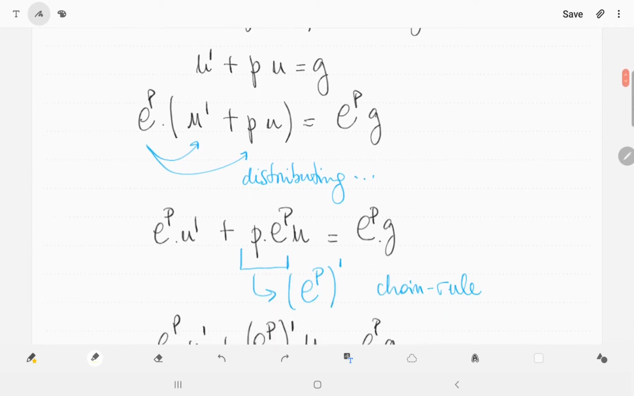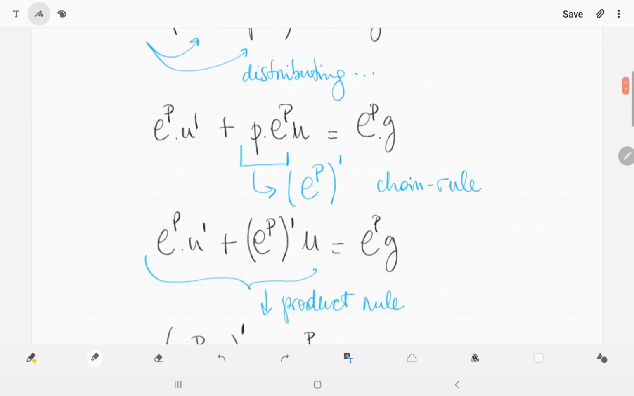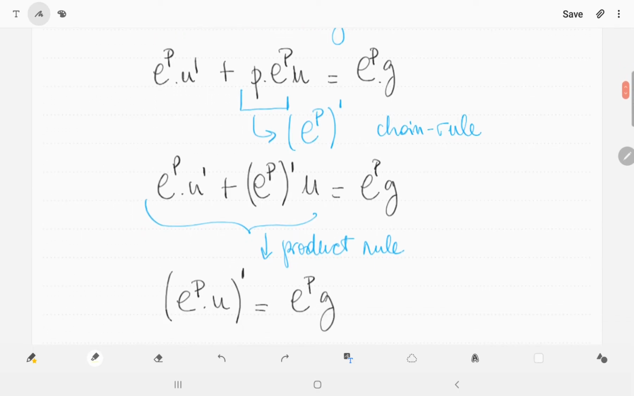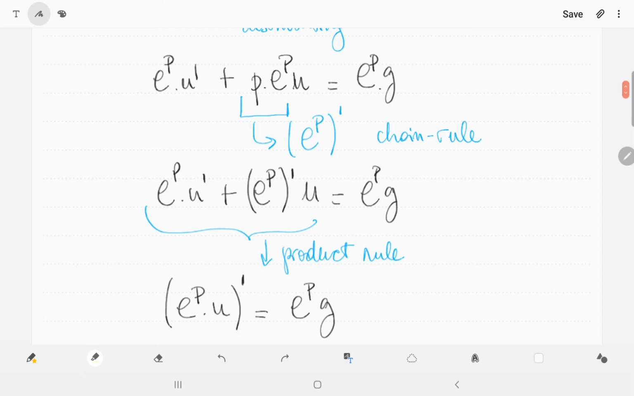Okay, so we start with our first order linear equation. We multiply by this auxiliary function, both sides obviously to keep the identity. Then we distribute this and we get this other expression here. And now here, by the chain rule, we know that this is exactly the first derivative of the exponential of capital P. So we can rewrite the equation in this way.